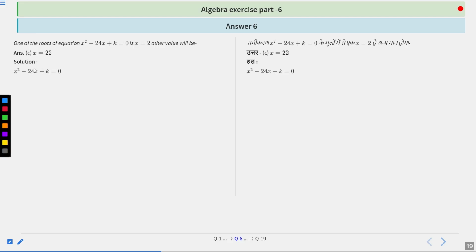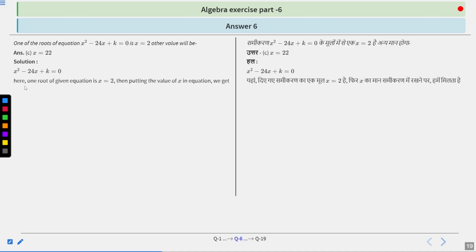The equation given to us was x square minus 24x plus k equal to 0. Here, one root of the given equation is x equal to 2. Then putting the value of x in the equation, we get 2 square minus 24 into 2 plus k equal to 0. 2 square is 4, minus 24 into 2 is 48, plus k equal to 0. That means k minus 44 is equal to 0. So the value of k is 44.